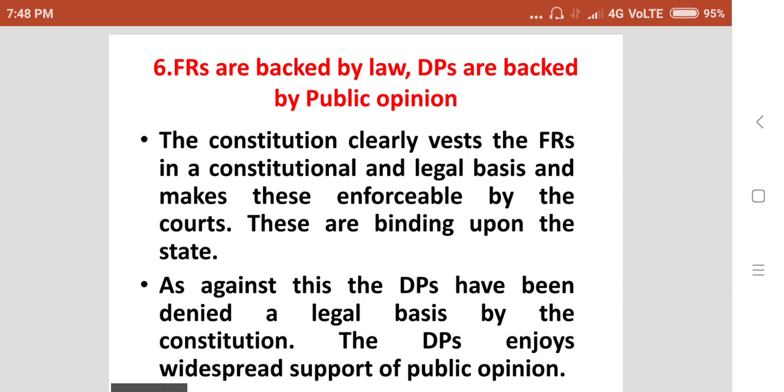As against this, the directive principles have been denied a legal basis by the Constitution. The directive principles enjoy widespread support of public opinion.